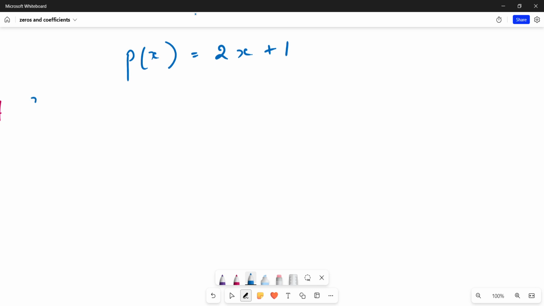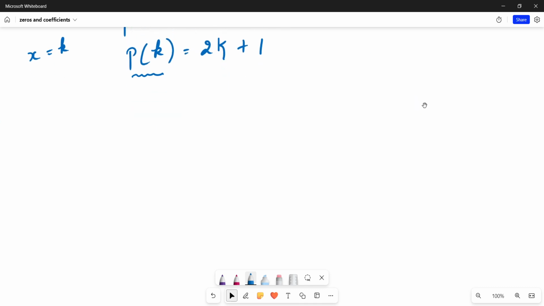Suppose x is equal to k, where k is any real number. What happens to the polynomial? The polynomial becomes equal to 2k plus 1. So at any random x is equal to k, the polynomial is denoted as p of k, because we substitute k in place of x. Like this we can find the value of the polynomial.